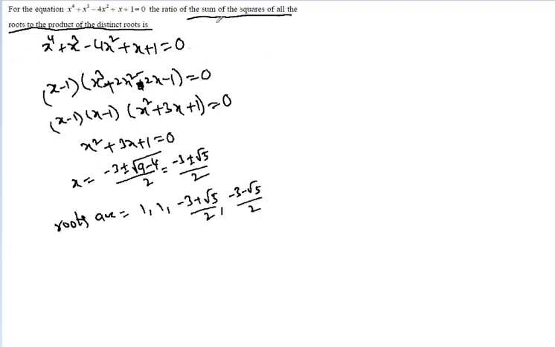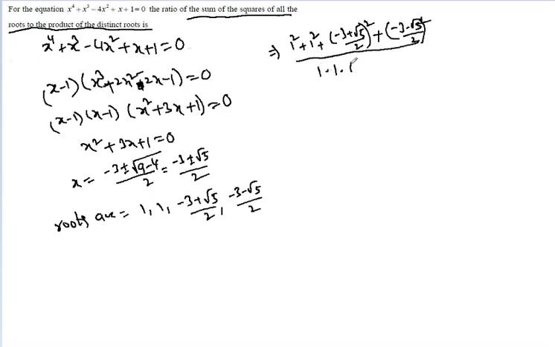Here it is asking for the ratio of the sum of the squares to the product of the roots. Sum of the squares means 1 square plus 1 square plus (minus 3 plus root 5 by 2) whole square plus (minus 3 minus root 5 by 2) whole square, by the product of the roots, that is 1 into (minus 3 plus root 5 by 2) into (minus 3 minus root 5 by 2).